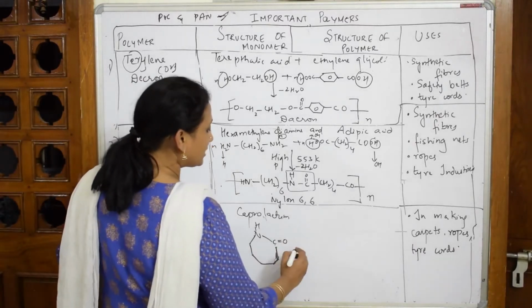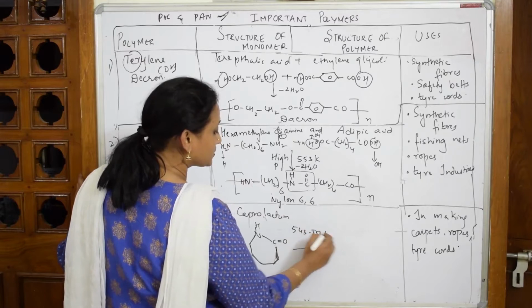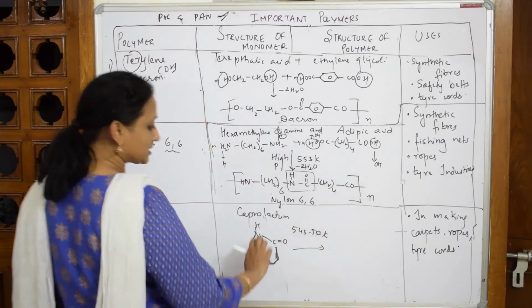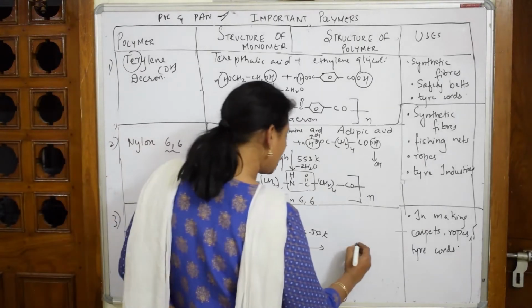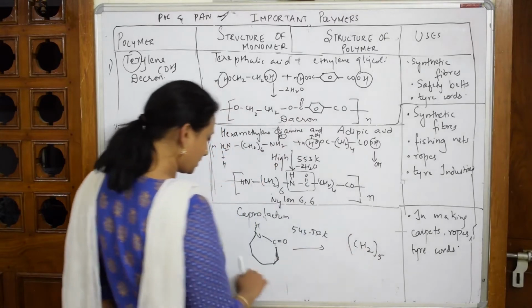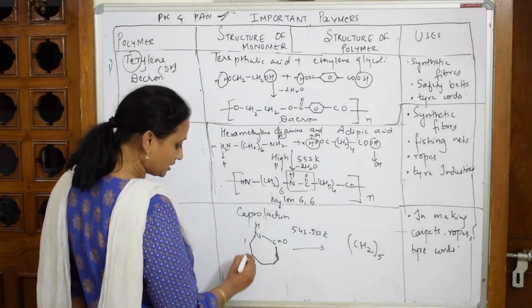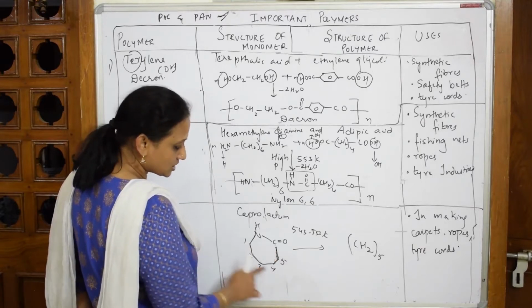When I'm supplying a temperature of almost 543 to 553 Kelvin, when it is heated, this chain opens up. When this chain opens up, it becomes a straight chain. How many CH2? CH2 taken 5 times. Okay, if I have written wrong, let us see. Count 1, 2, 3, 4, 5. Done. So CH2 taken 5 times.